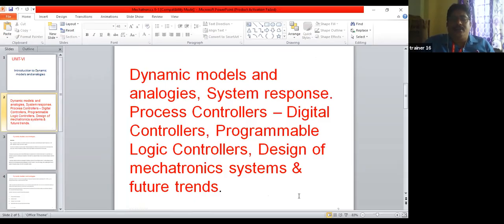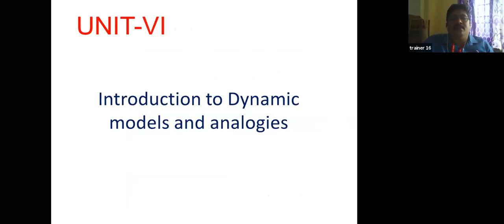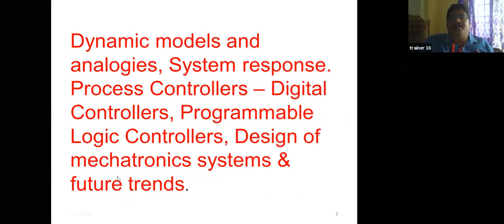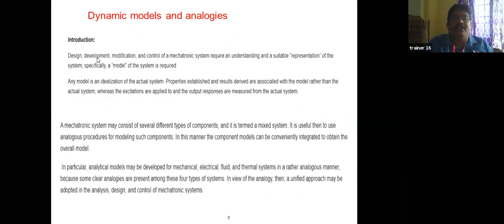And I'll go for the next unit. Next slide. See here, what I said to you: dynamic models and analysis mean design, development, and then modification. Why do we have to go for modification? If there are any defects, or if the output is not the reachable output, then again we have to go for modification. And control. Control is very important.